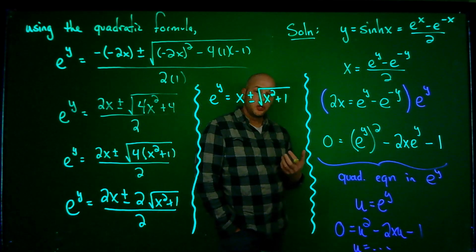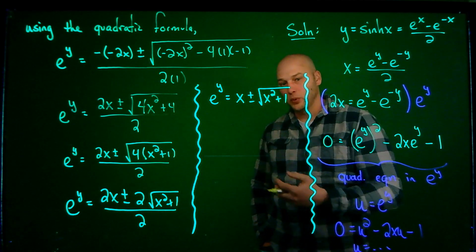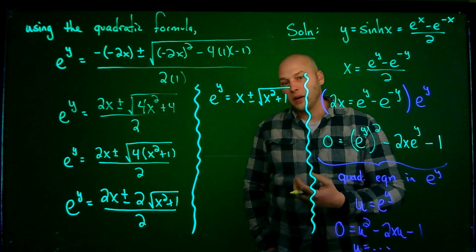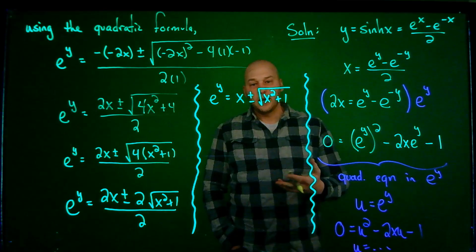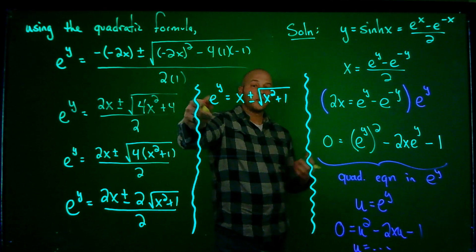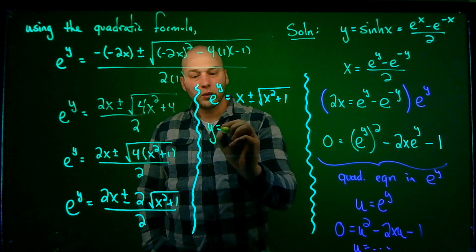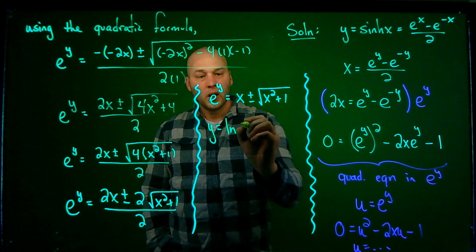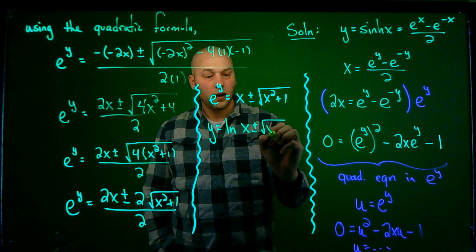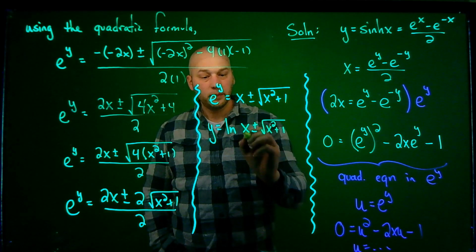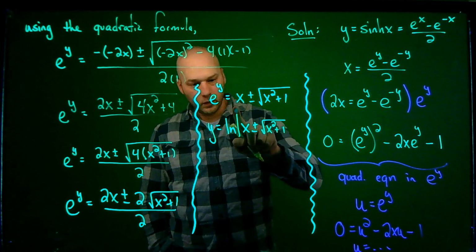What I've been able to do so far is isolate the one term that has a y in it. And of course, to get rid of the e, I'm just going to take the natural log of both sides, which gives me y is equal to the natural log of x plus or minus the square root of x squared plus 1. Let's put that in parentheses.